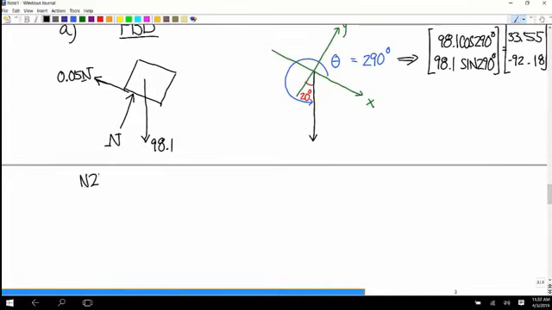So now Newton's second law, we have the weight force.